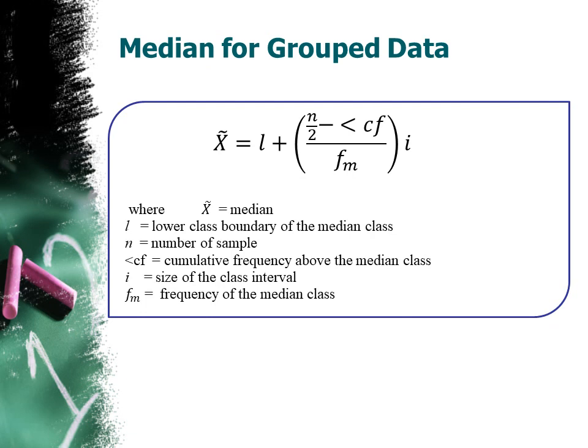So n over 2 minus, so meron tayong less than CF. This particular symbol is cumulative frequency above the median class. Ang ibig sabihin nito. So, ano yung cumulative frequency? We will learn that later. Tapos, above the median class, we will also identify it later. Then, that particular quantity will be divided by f sub m, the frequency of the median class. So it's really important to identify the median class kasi yun siya ang frequency ng median class, yun siya ang ilalagay mo dito. Times the i, which is the size of the interval, or your class interval, class size.